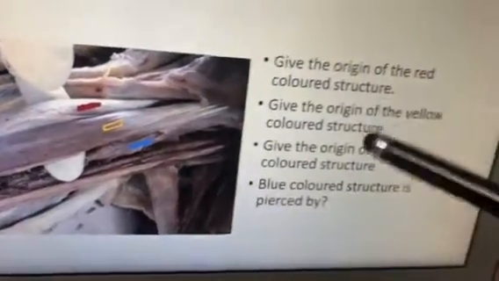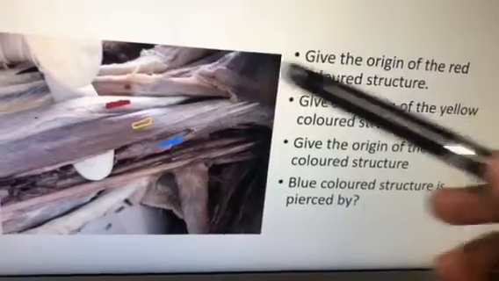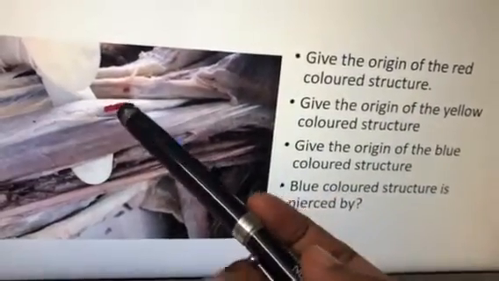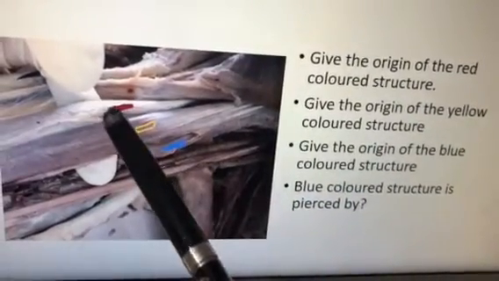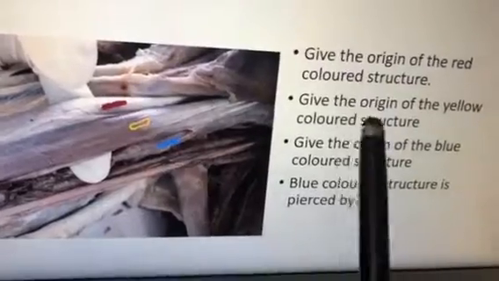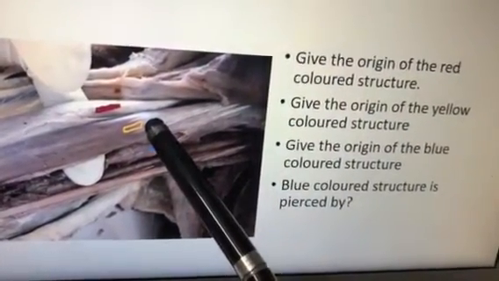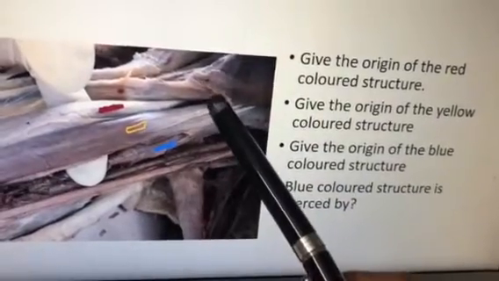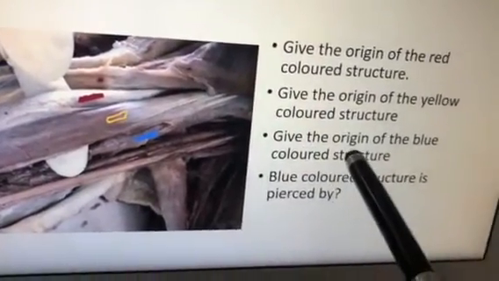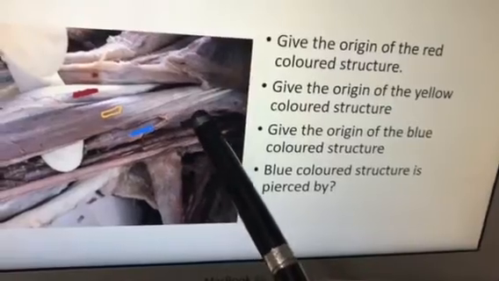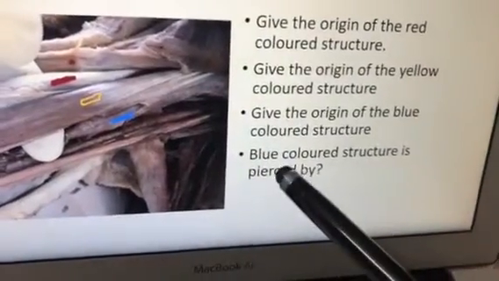Look at this. So give the origin of the red color structure. Red color structure is long head of biceps. So long head of biceps, you know the origin, supraglenoid tubercle. Give the origin of the yellow color structure. Yellow is, yes, short head. So origin is tip of the coracoid process. And blue color is coracobrachialis. This also comes from the tip of the coracoid process.